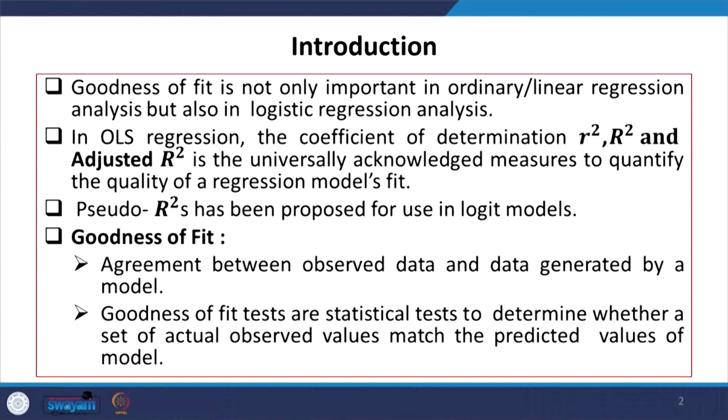So, measures of variation is also called goodness of fit. Goodness of fit is not only important in ordinary or linear regression analysis, but also in logistic regression analysis as well. In linear regression, that is OLS, the coefficient of determination is basically called small r square, capital R square and adjusted R square, and is the universally acknowledged measure to quantify the quality of a regression model and its fit. Pseudo R square has been proposed for use in limited dependent variable models, especially logit.